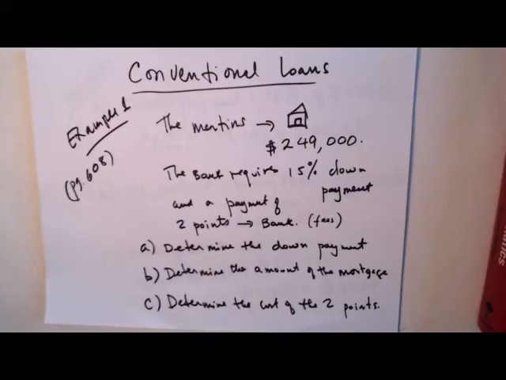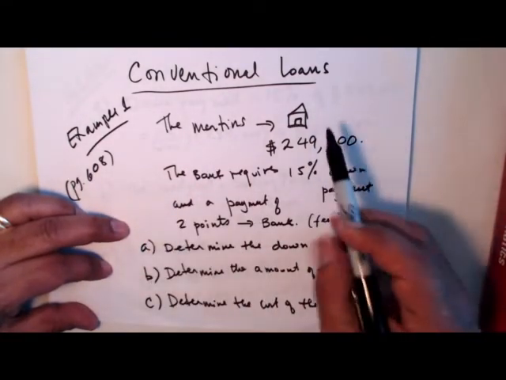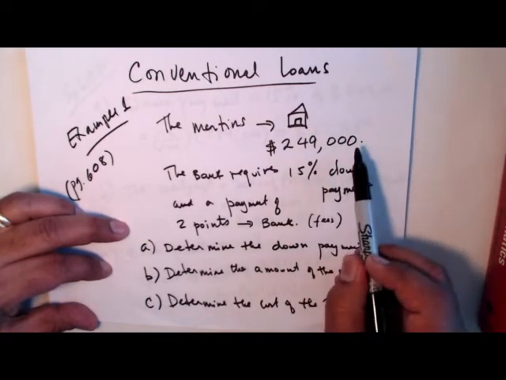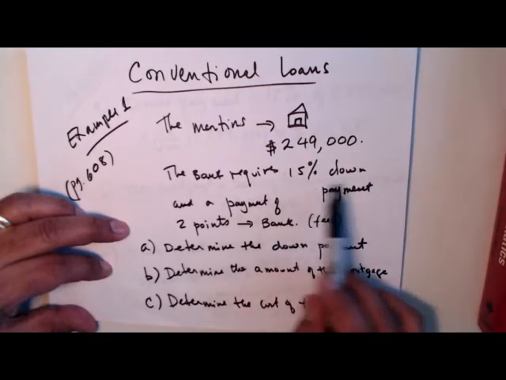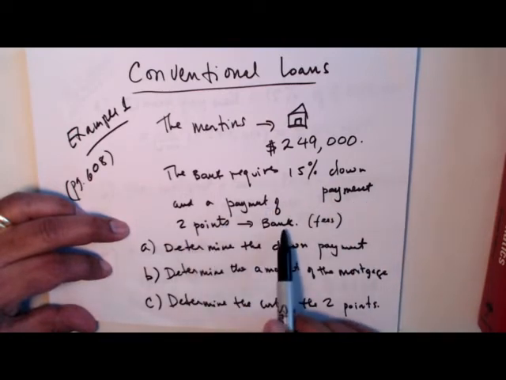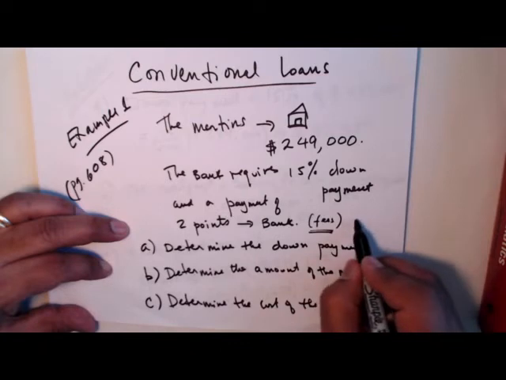Let's continue with the class with the topic of mortgages. And here we are going to cover example number 1, page 608 in the textbook. And this is conventional loans. We have a family, the Mertens. They're going to buy a house for $249,000. And the bank requires a 15% down payment and a payment of 2 points to the bank. And this basically is our fees, and they're worth 1% each.